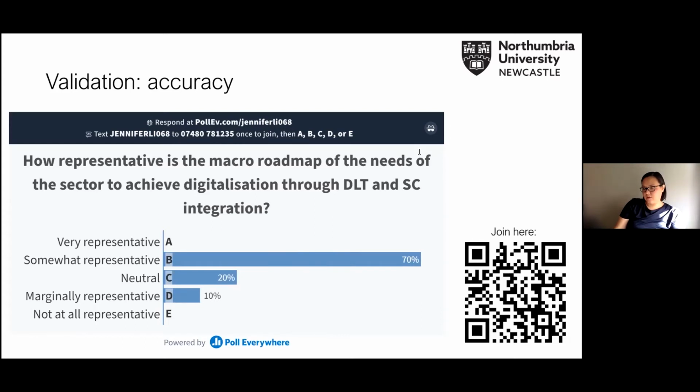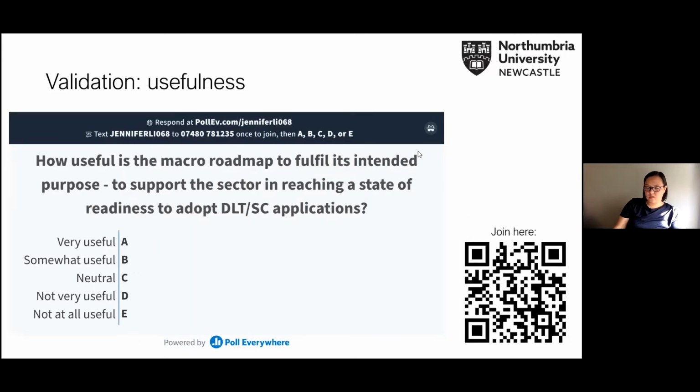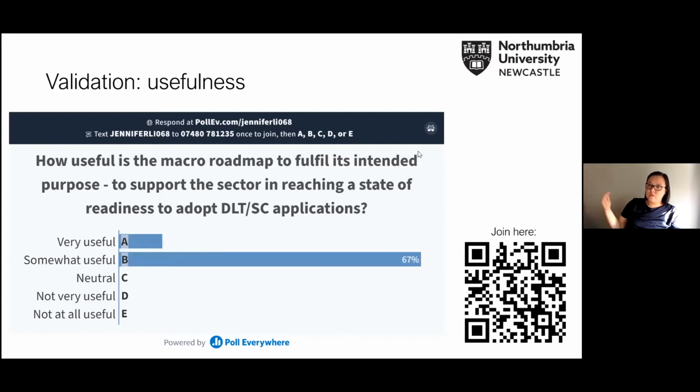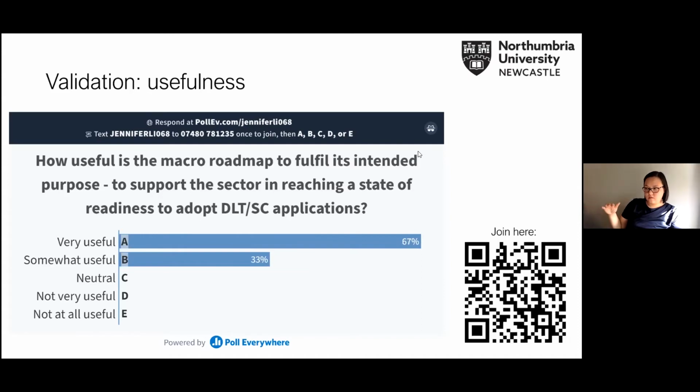Okay, that's great. So the next question is on usefulness. How useful is this to actually fulfill its intended purpose, which is to support the sector in reaching the state of readiness? And don't forget, this would sit below the original UK level roadmap, and this is more specific to the construction sector, and this is at a sector level.